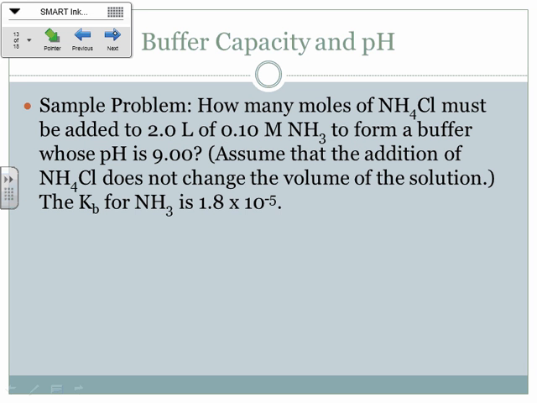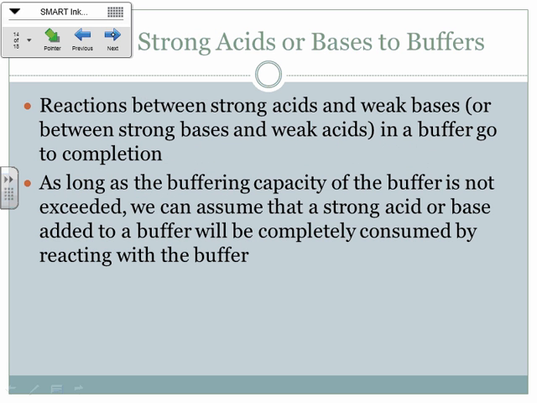Okay, so an alternative solution. I had that set up for that. How many moles of NH4Cl must be added to 2 liters of a 0.10 molar NH3 to form a buffer whose pH is 9? Well, see, that's just unnecessary. This one's basically just a let's plug and chug and figure out different ways that we can ask questions about Henderson-Hasselbalch. I don't think you're going to probably see one like this. Let me skip ahead and see what else we got here.